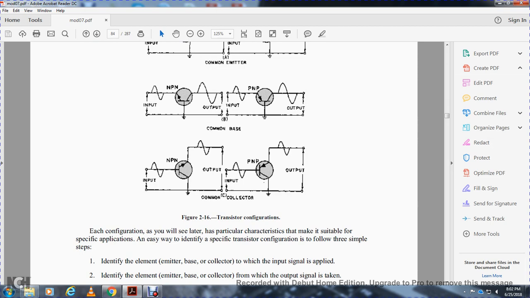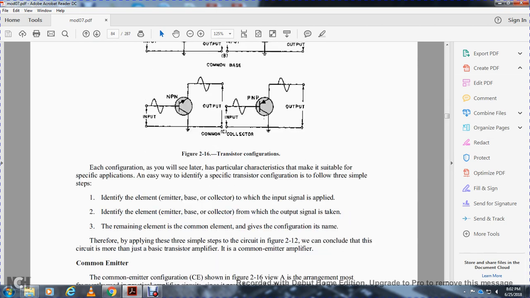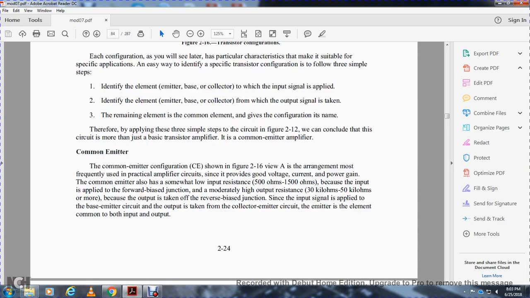You identify the specific transistor configuration by following these three simple steps. Identify the element, emitter, base, or collector, with the input signal applied. Identify the element, emitter, base, or collector, with the output signal taken. The remaining element, the common element, gives the configuration its name. Applying the three steps to the circuit of figure 2-12, we can conclude that this circuit must be the basic transistor amplifier, the common emitter amplifier.